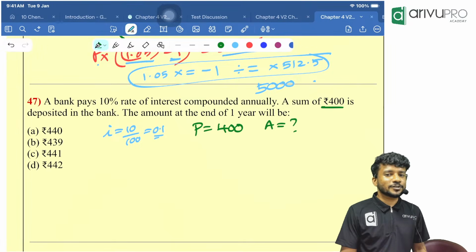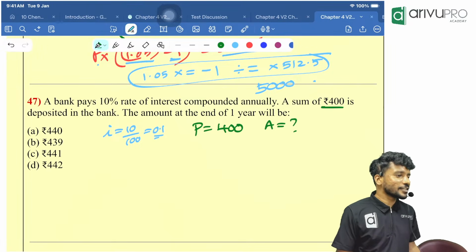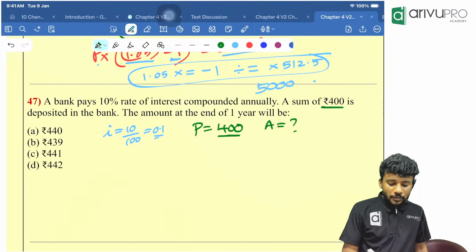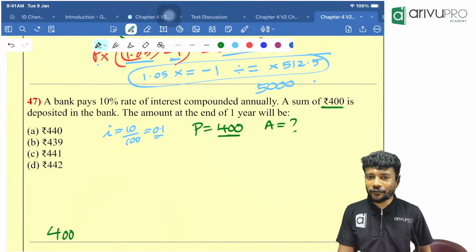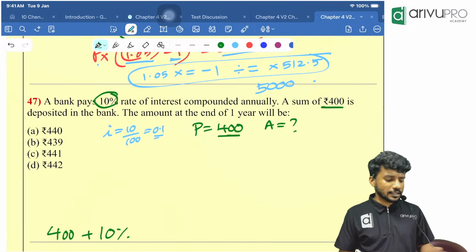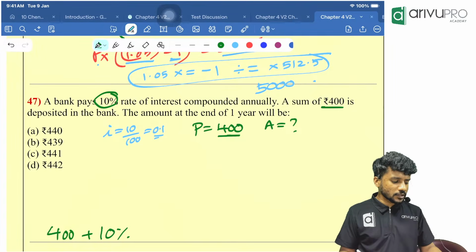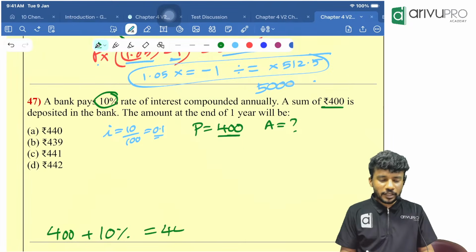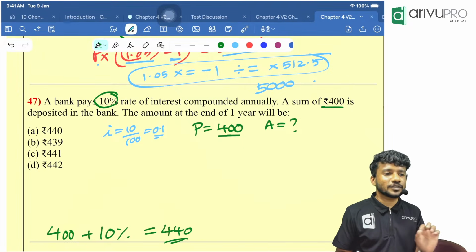Now either you can use your calculator or you can use your formula. Whichever you are comfortable, you can do that. Now people, principal is what? 400. Correct? Principal is 400. Then for the first year, how much interest they are giving? 10%. Take your calculator and add that 10%. 400 plus 10% is getting you how much, people? 440. So you will get the amount just using calculator.